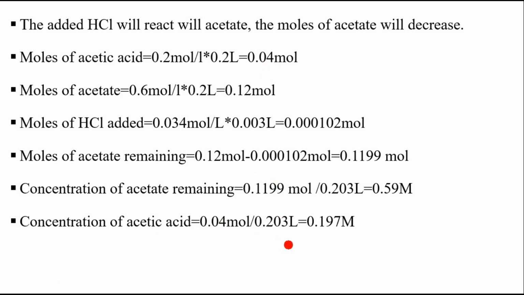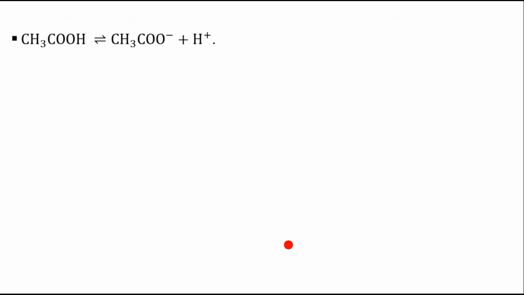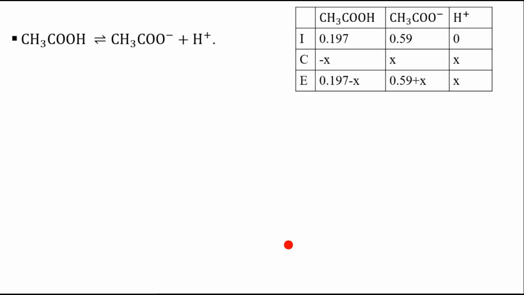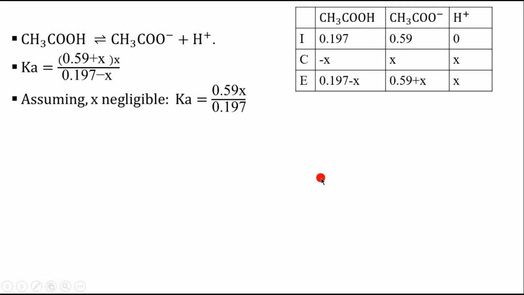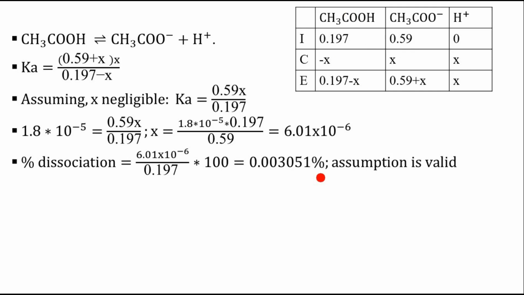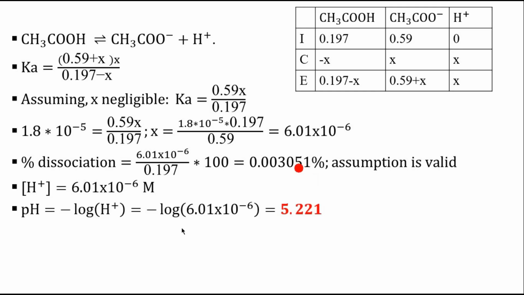Then we are going to have this ICE table to see what H plus is going to be dissociated. So then we replace the values. Then we see the X, the H plus. In this case, this assumption is valid, and the H plus is equal to 6.01 times 10 power negative 6. Then the pH is equal to negative log of this, which is equal to 5.21. You can see we don't have much change in the pH because we have a buffer solution.